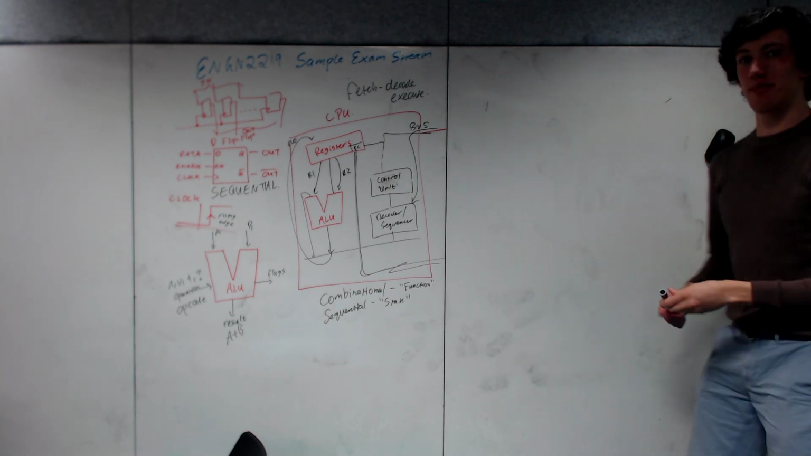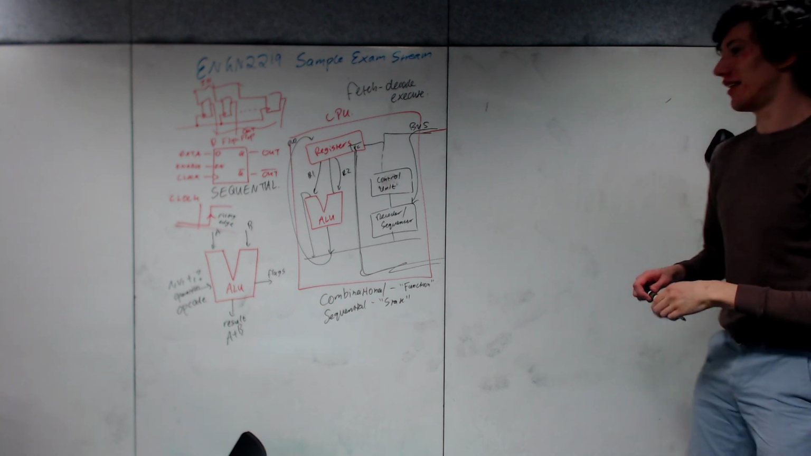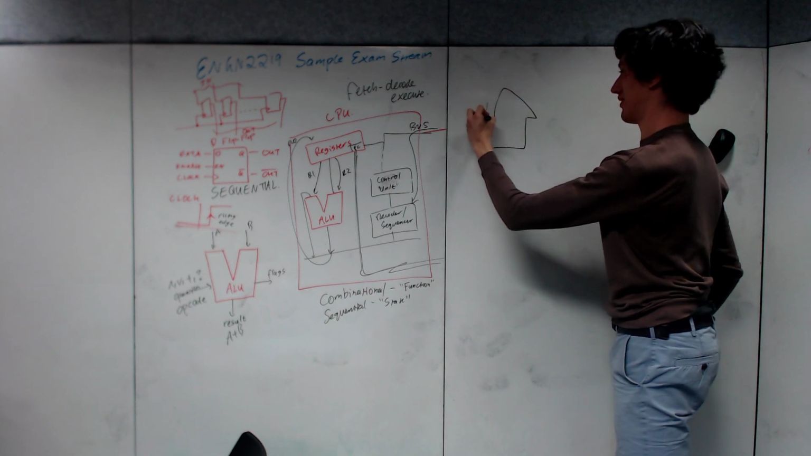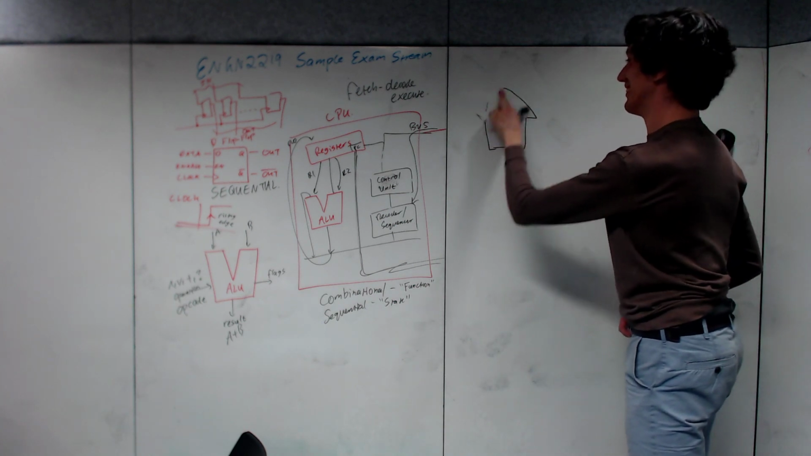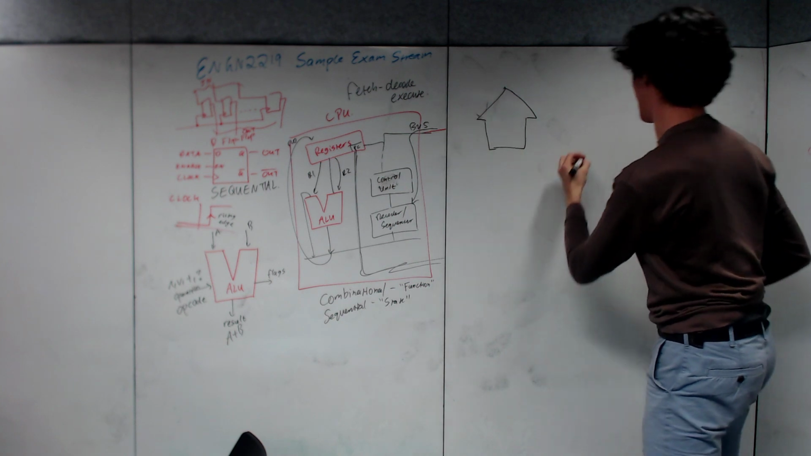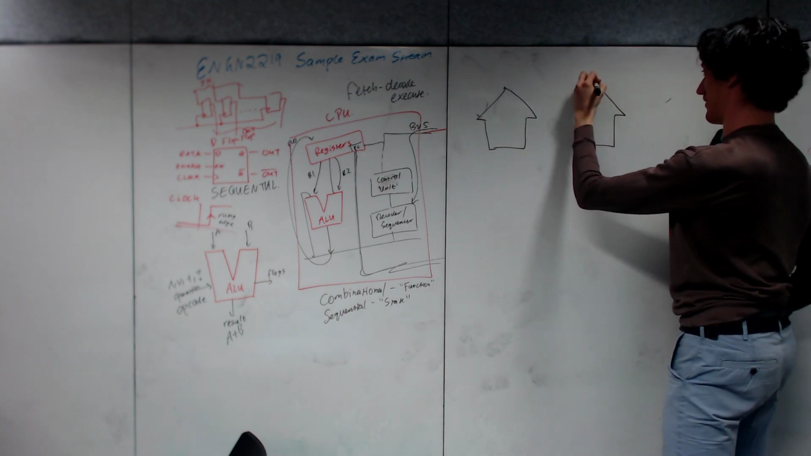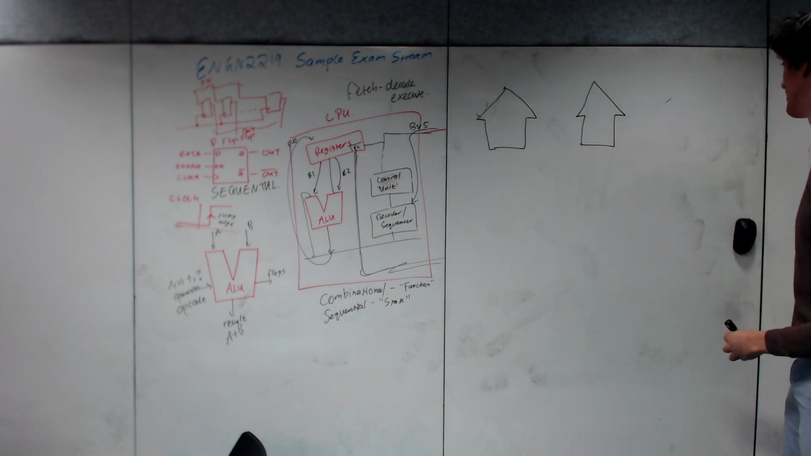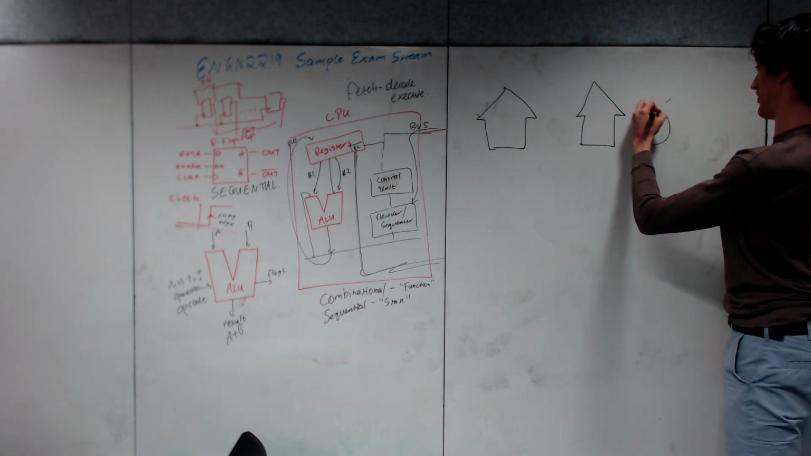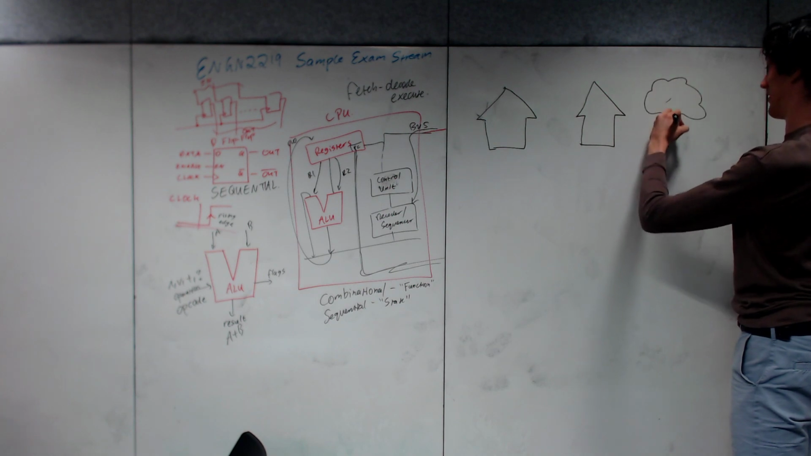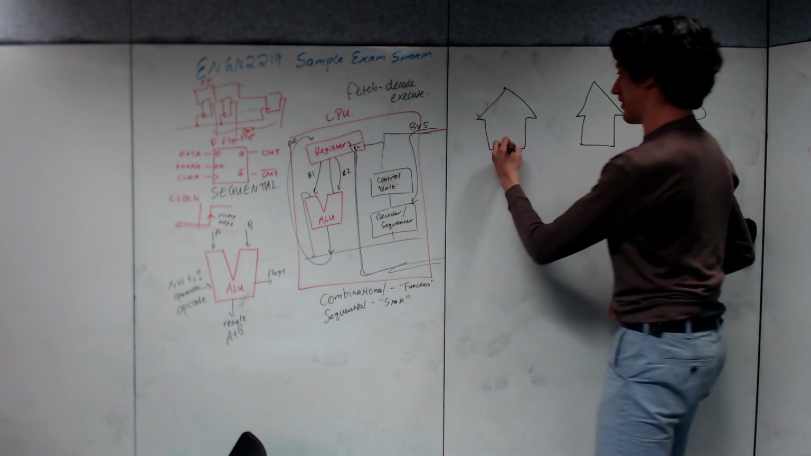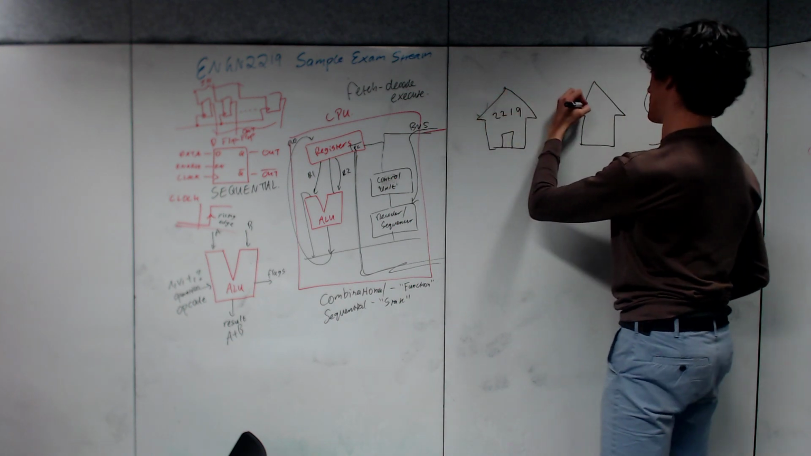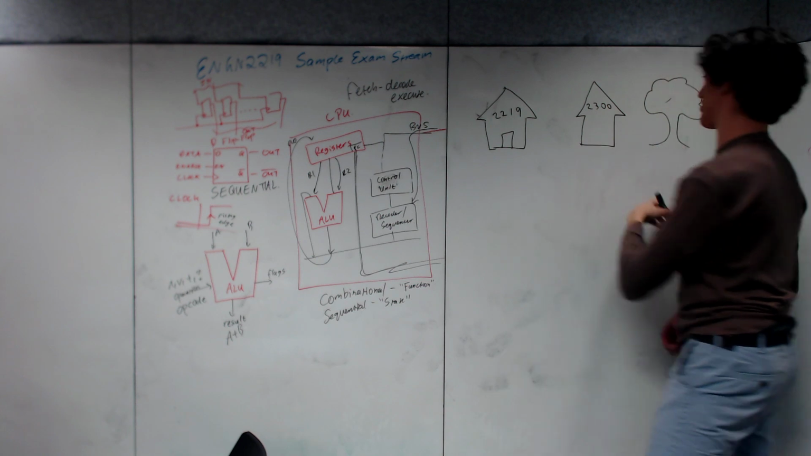All right, let's have a very simple, not programmatic example. Let's draw a little house or something, and a little tree. Let's call this the 2219 house. Let's call this the 2300 house. And let's call this the Tree of Life or something.